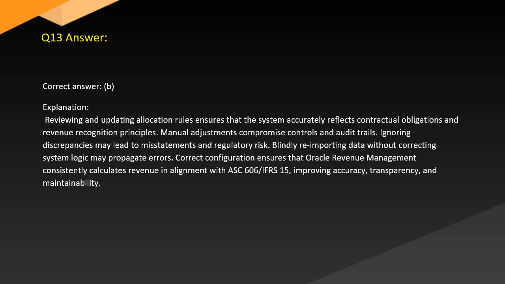Answer. Correct answer: B. Explanation. Reviewing and updating allocation rules ensures that the system accurately reflects contractual obligations and revenue recognition principles. Manual adjustments compromise controls and audit trails. Ignoring discrepancies may lead to misstatements and regulatory risk. Blindly re-importing data without correcting system logic may propagate errors. Correct configuration ensures that Oracle Revenue Management consistently calculates revenue in alignment with ASC 606 and IFRS 15, improving accuracy, transparency, and maintainability.